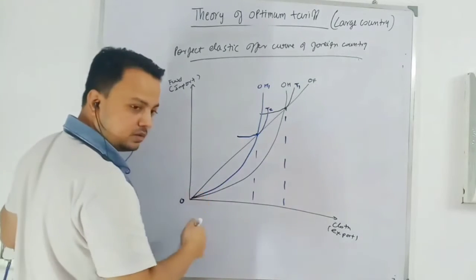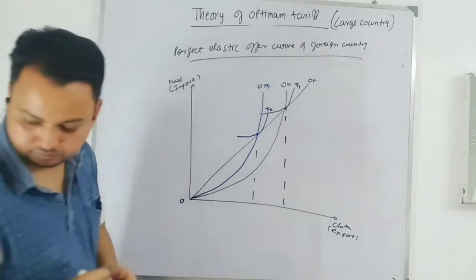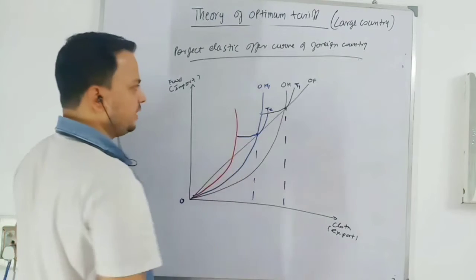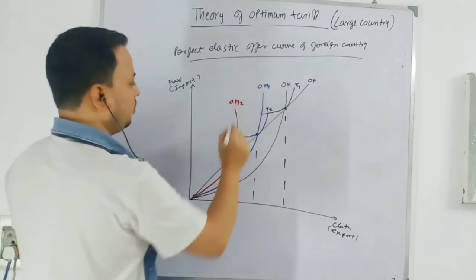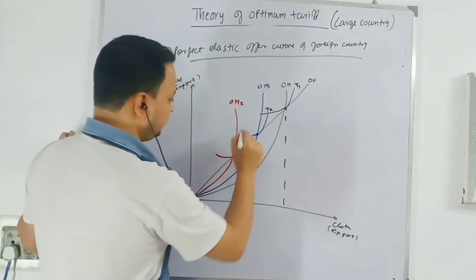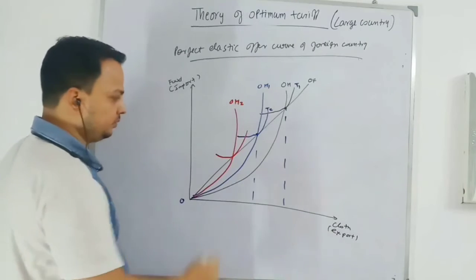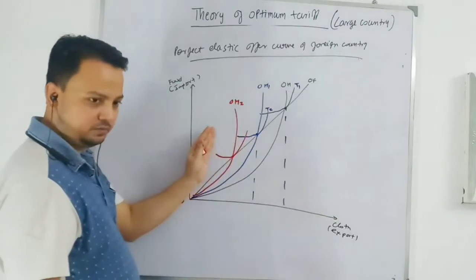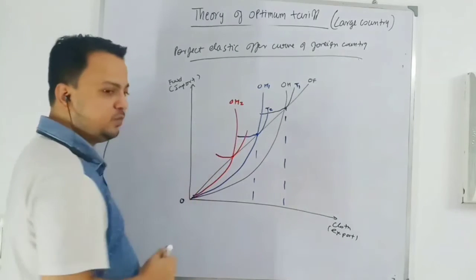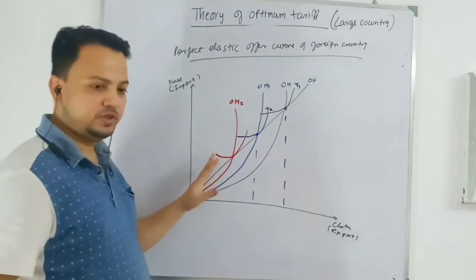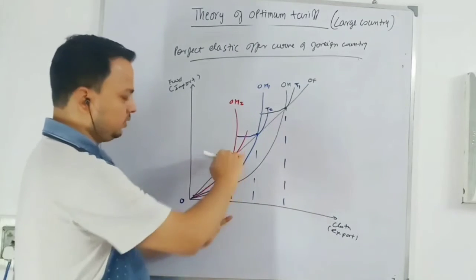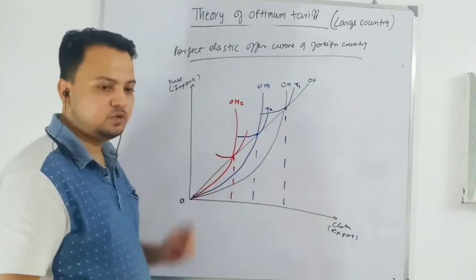Suppose you increase the tariff further. So again the offer curve of the home country shifts northward. And this is the trade indifference curve of the home country. So you are moving to a lower trade indifference curve. When you are imposing a tariff, you are losing out. Not only is the volume of trade coming down, you can see, but your welfare is also coming down.